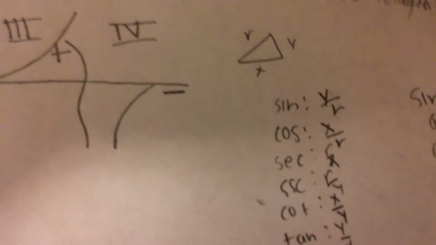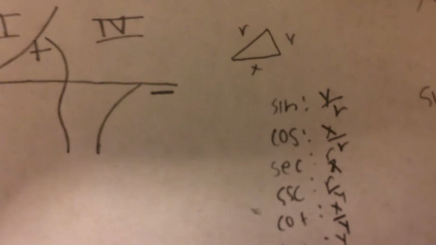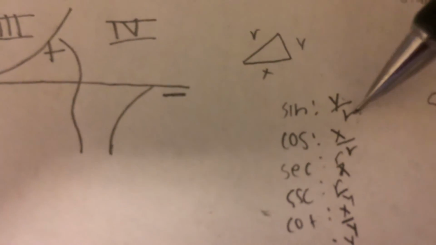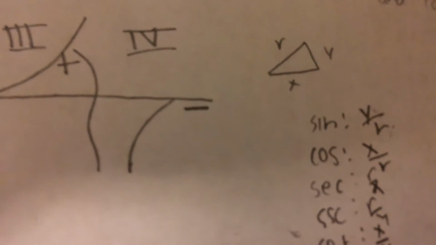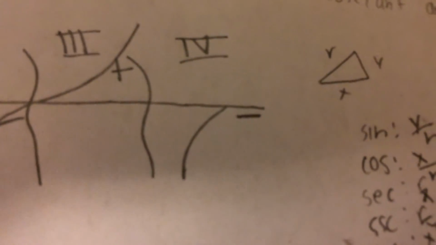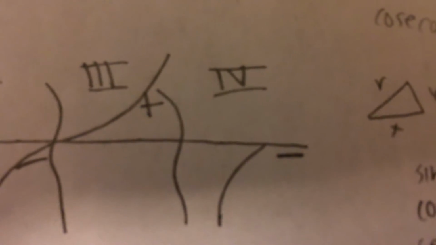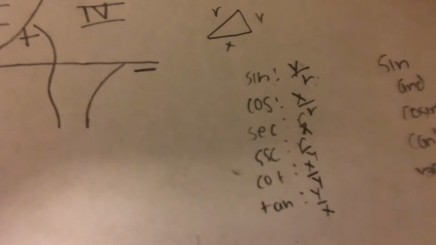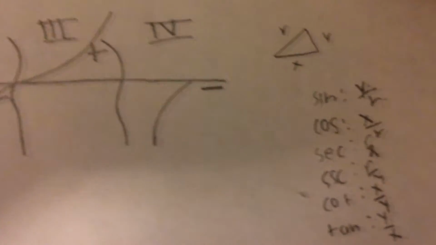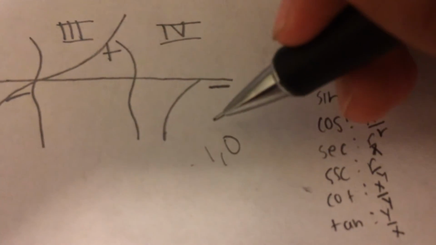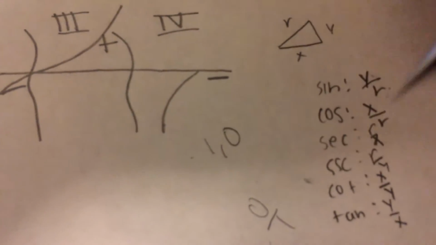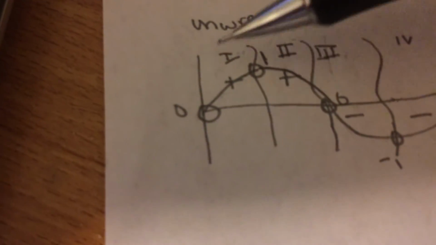That is because if we look at our unit circle right here, sine is y over r. So sine for, let's say, 0 right now, it's going to be 1 comma 0. So then it's going to be 0 divided by 1, which is 0. That is why I put 0 right here.